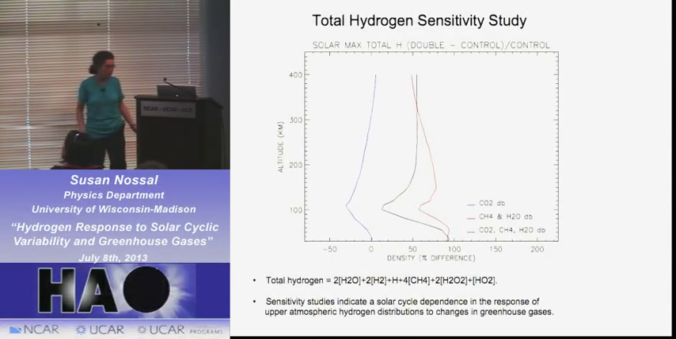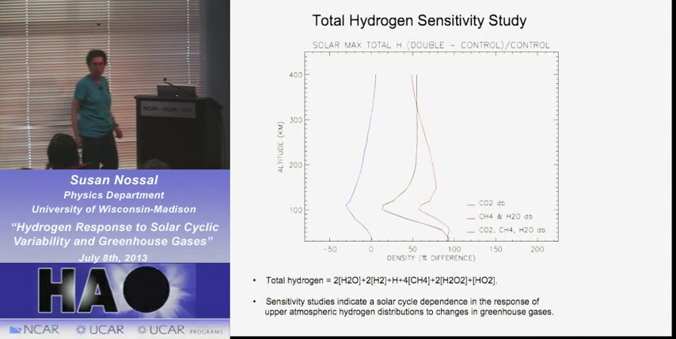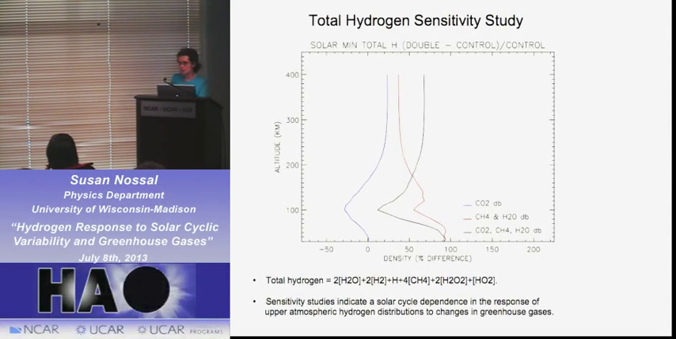But this is solar maximum again, and we see that in total hydrogen, methane has a bigger effect than carbon dioxide in terms of the magnitude at thermospheric altitudes. Also, at solar minimum, carbon dioxide has a bigger effect than at solar maximum, and the total effect is larger. The total response is larger at solar minimum.